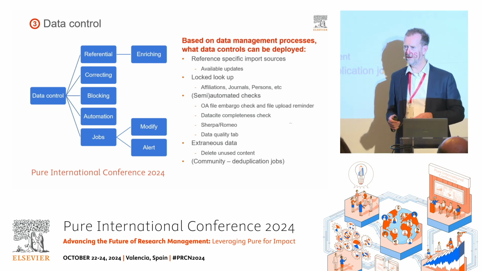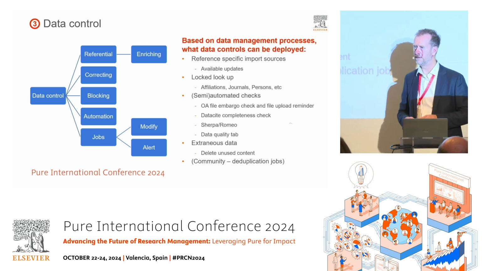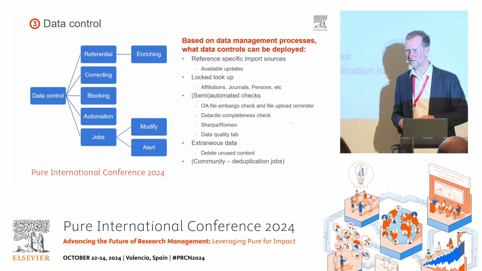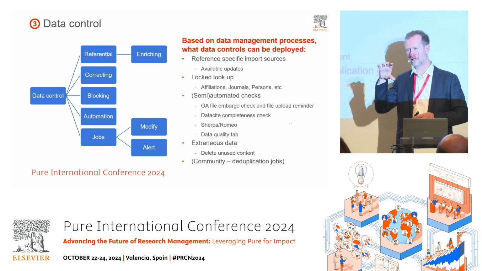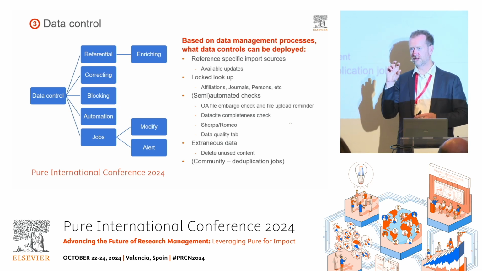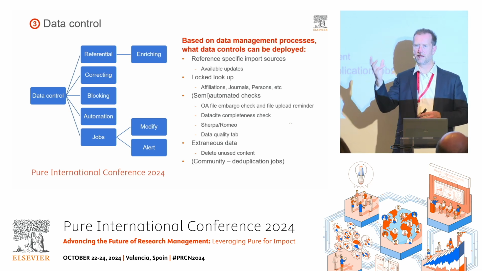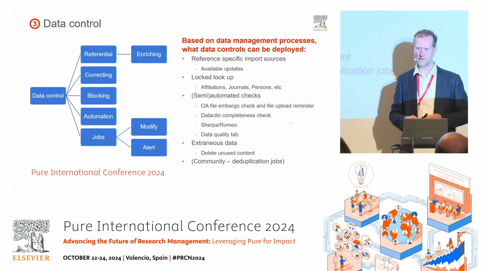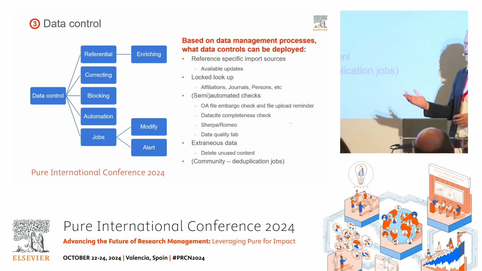There's the Sherpa Romeo check for open access possibilities. So when you create a research output record and you select the journal that it is, the little widget there will actually tell you, if you upload this PDF, you'll be compliant with your journal requirements for open access. And of course, there's lots of extra data that you may not even need in your Pure.